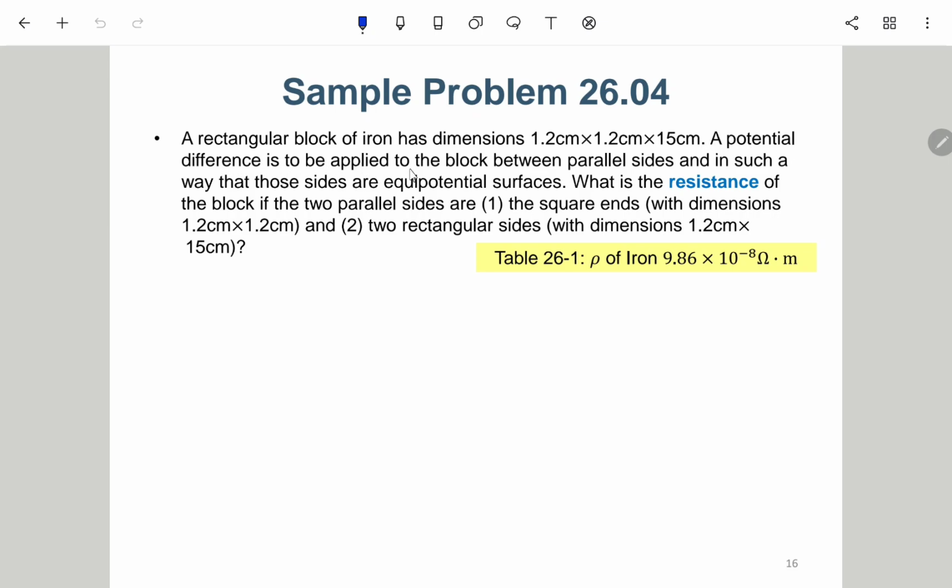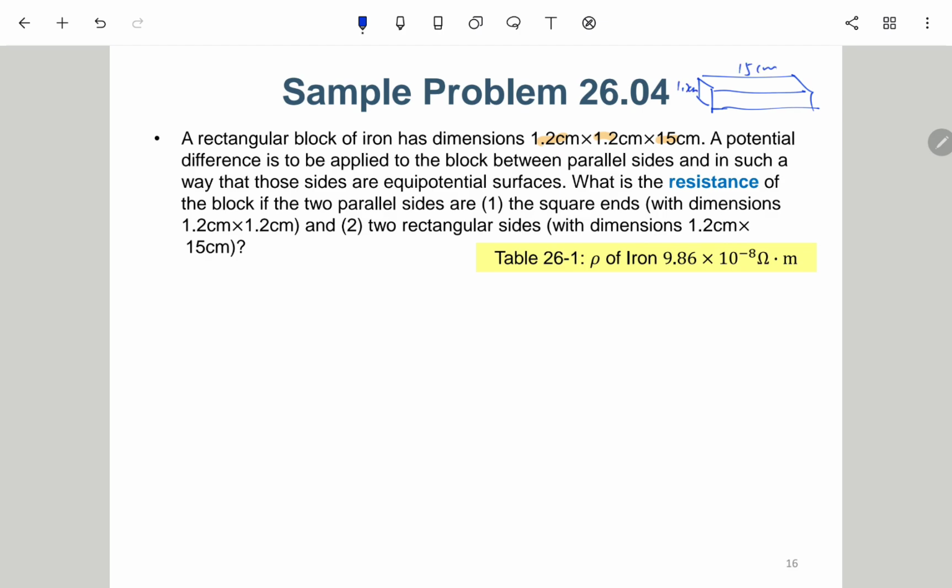Potential difference is to be applied to the block between parallel sides in such a way that those sides are equipotential surfaces. What is the resistance of the block if the two parallel sides are the square ends with dimension 1.2 times 1.2, and the two rectangular sides? For the same structure, we try to use it in a different way. This block is 1.2 times 1.2 times 15, so we have a small square here and then a long side here. This is 1.2 centimeter, this is 15 centimeter.